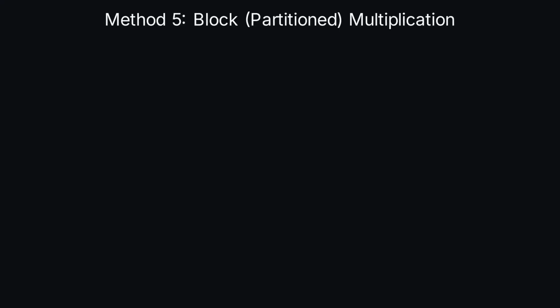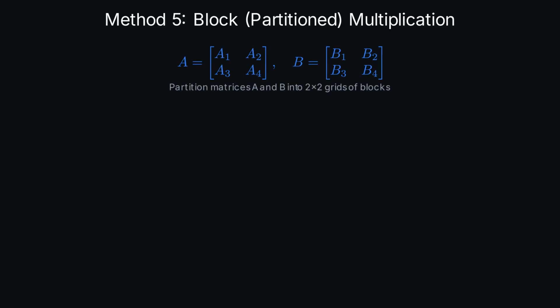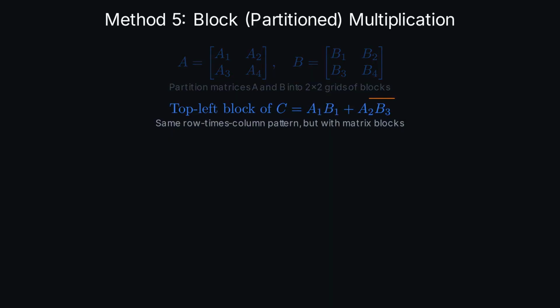Numbers became vectors in methods 2 through 4. Now let's take it further. Replace vectors with entire submatrices. This is method 5, block multiplication. Partition matrix A into a 2 by 2 grid of blocks, A1, A2, A3, and A4. Partition B the same way, B1, B2, B3, and B4. We multiply using the same row times column pattern, but now with blocks in place of numbers. The top left block of C equals A1 times B1 plus A2 times B3.